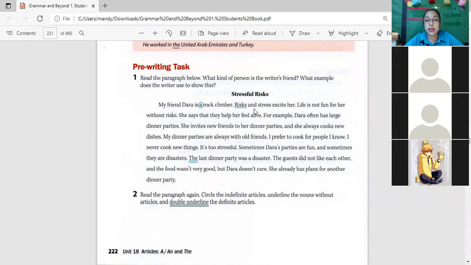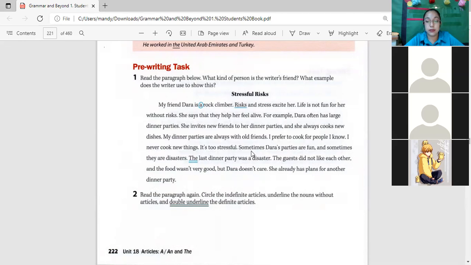Risk and stress excite her. Life is not fun for her without risk. She says that they help her feel alive. For example, Dara often has large dinner parties. She invites new friends to her dinner parties and she always cooks new dishes. My dinner parties are always with old friends. I prefer to cook for people I know. I never cook new things.